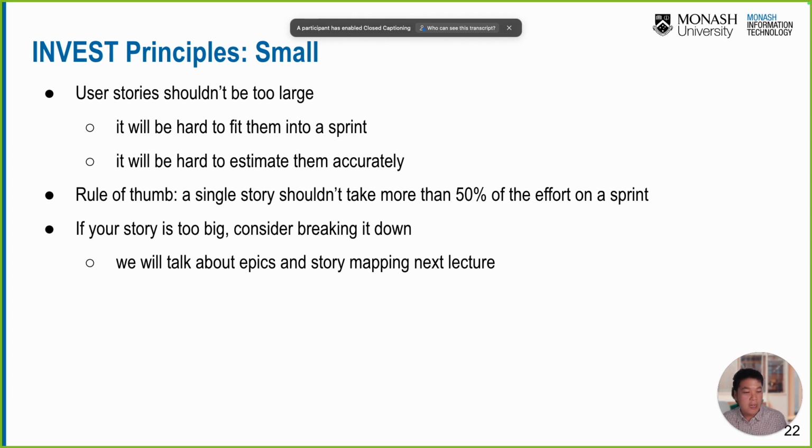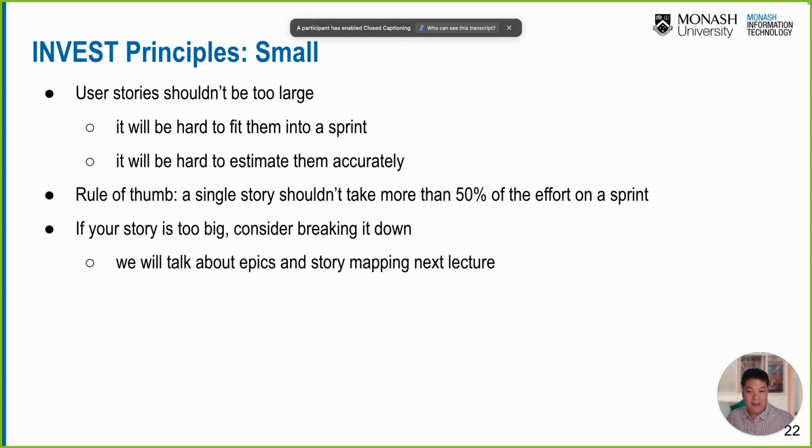So otherwise we cannot fit this user story in the sprint, right? Let's say one of the user stories requires, let's say, 6 months to complete. As a user, I want an online shopping system. Probably it will take like half a year or 1 year to complete, which is too big, and we cannot fit it into the sprint. That's why it's not a good user story.